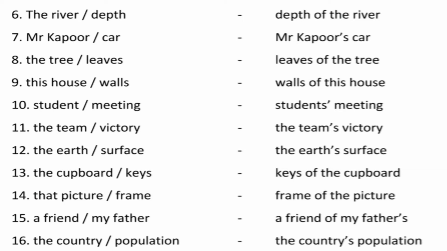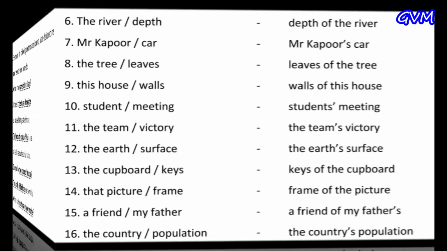The tree's leaves, leaves of the tree. This house wall, wall of this house. Student meeting, students' meeting. The team victory, the team's victory. The earth's surface, the earth's surface. My dear students, the rest of the questions you have to do yourself in your notebook.